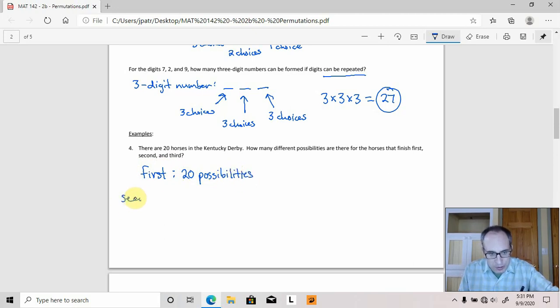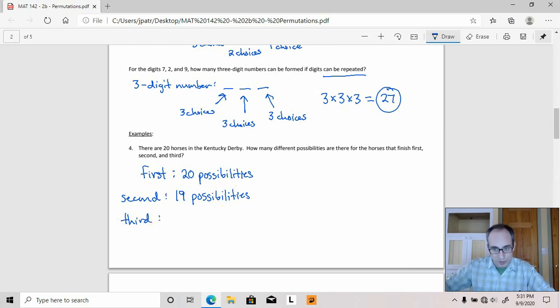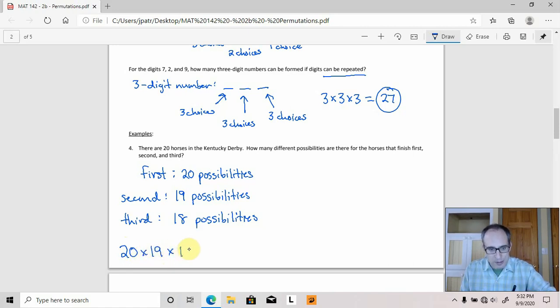But then for second, we're not going to have 20, we're going to have 19, right? Because whatever horse finishes first cannot also finish second, so we have to rule that one out. So 19 possibilities for second. And then for third, it's going to be 18, because you have to rule out the horse that finished first and the horse that finished second. Neither of them could also finish third. So that means we have 18 possibilities here. And so the total number of ways that you could have a horse finishing first, another one second, another one third, would be 20 times 19 times 18, which works out to be 6840.